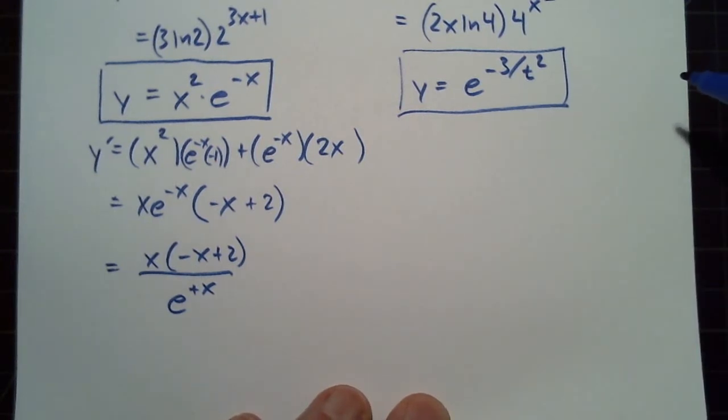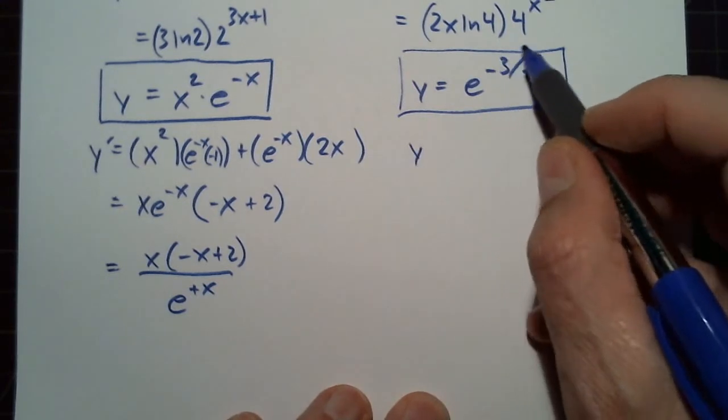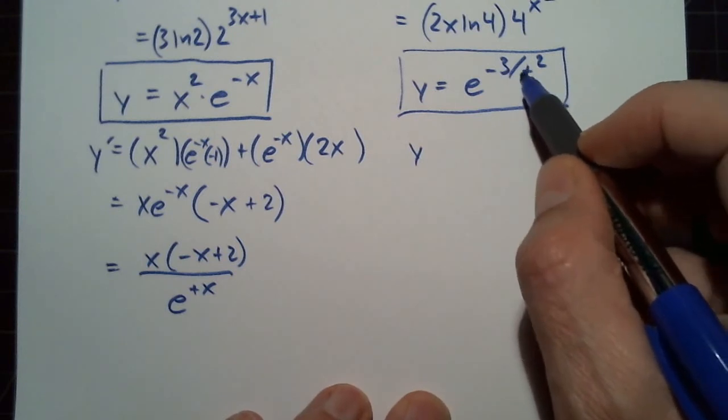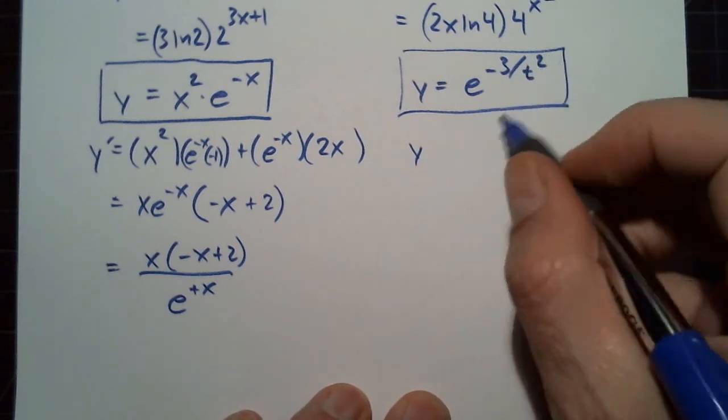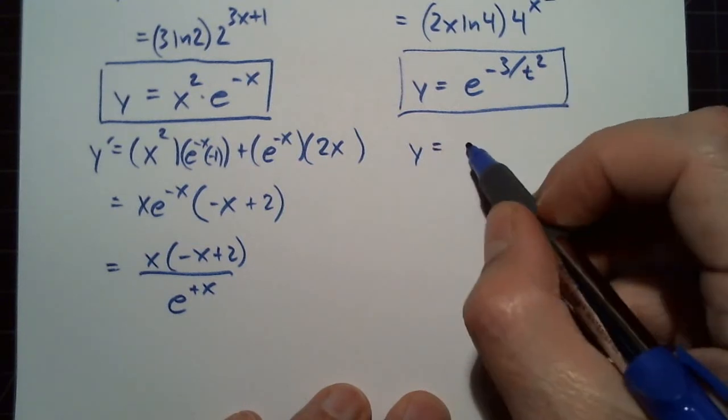Pause the video and try that one. So when we do the derivative, when we do the chain rule, there is a quotient, but we don't need to use the quotient rule. So why don't we rewrite that with a negative exponent, and then we can just do chain rule.